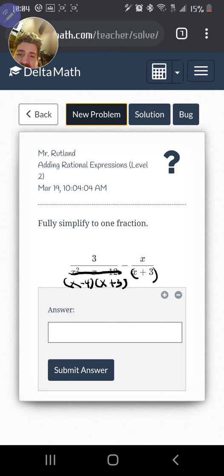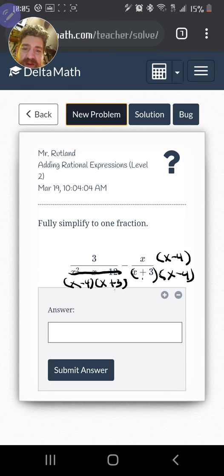So this is what we have. We have 3 over x minus 4 times x plus 3. We have x over x plus 3. We have to make sure these denominators are exactly the same. They have to have the same factors in them. So they both have an x plus 3, but the second guy, he's missing the factor of x minus 4. So I'm going to multiply x minus 4 in the bottom and in the top of this fraction. And now the denominators, they do match.